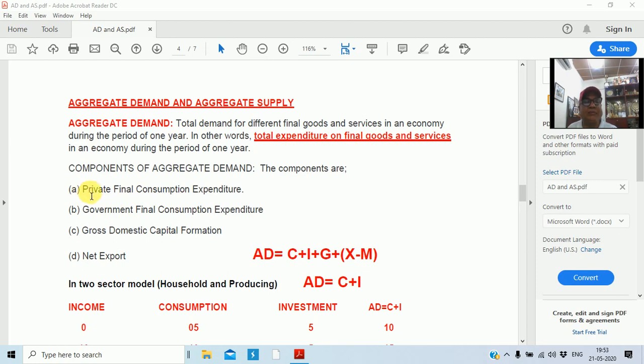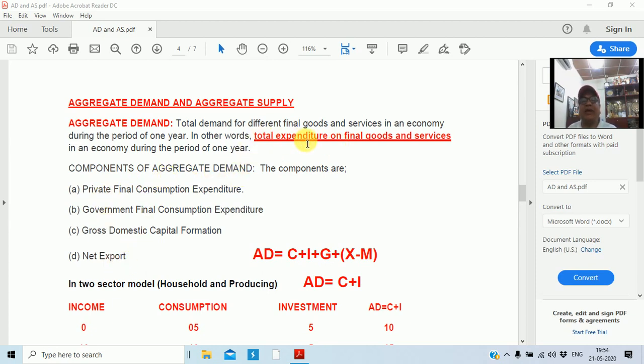This is the expenditure on final goods and services with what objective? With the objective of consumption by the private sector. This is the expenditure on final goods and services with the objective of consumption by the government sector. This is the expenditure on capital goods by different enterprises. And this is the expenditure on final goods and services by the rest of the world. This is how we calculate the total expenditure. So these are the components of aggregate demand.